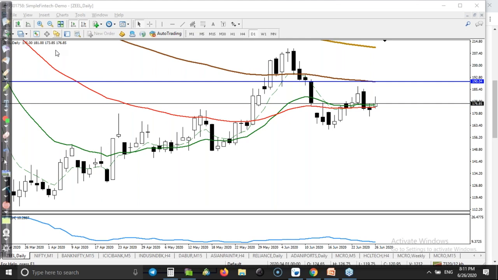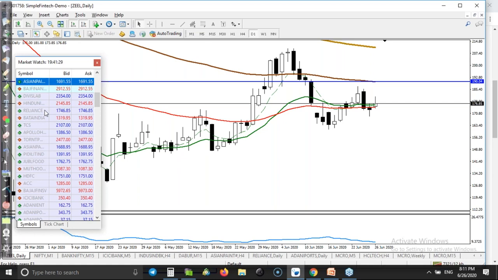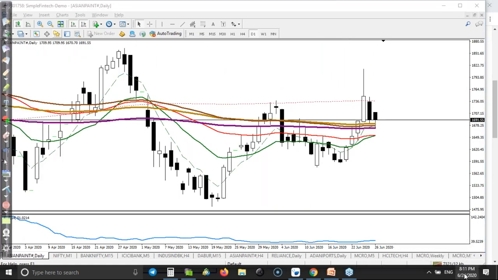When is the Asian Paint result released? One day, two days, three days, one earnings print. Wednesday, today's Friday, Thursday. Have you seen this daily candle? This is the Friday candle, this one is the Thursday candle, and this one is the Wednesday candle.